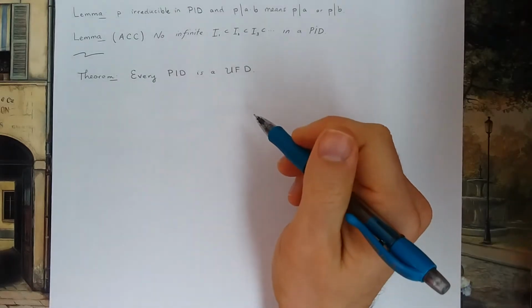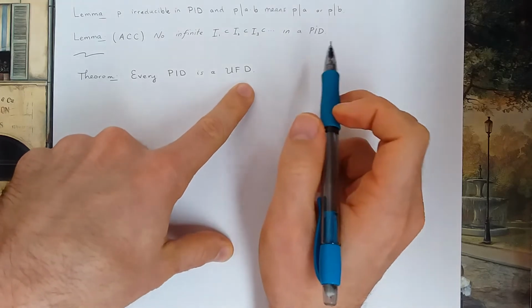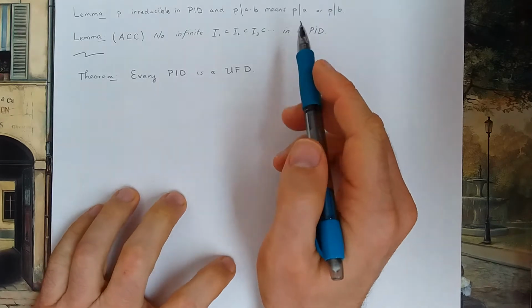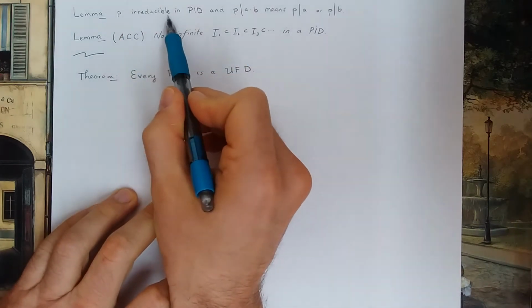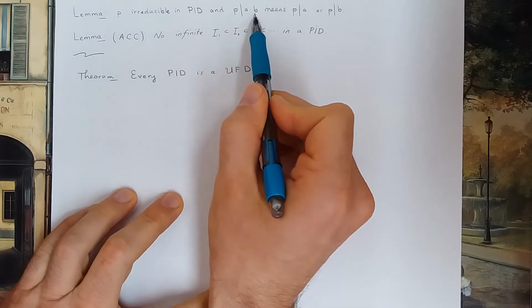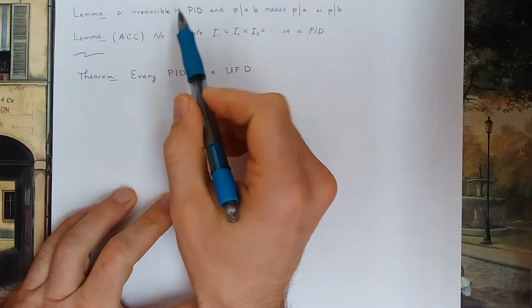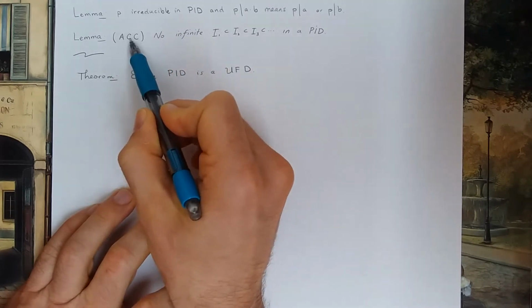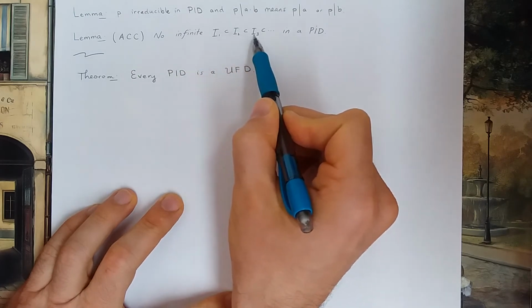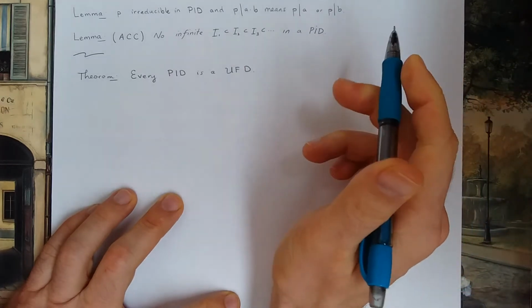So in this video, we're going to prove the theorem that every principal ideal domain is a unique factorization domain. In preparation for this theorem, we've proved two lemmas. The first is, if you have an irreducible in a principal ideal domain that divides a product, then that irreducible has to divide a single term in the product. And then we have also had the ascending chain condition, which says that there cannot be a strictly increasing chain of ideals that's infinite in a principal ideal domain.